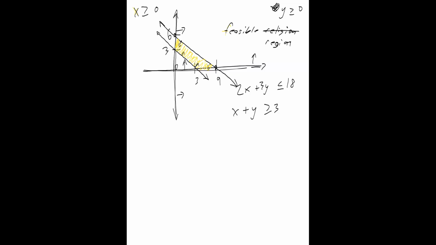So there's a feasible region, and what are the corner points of the feasible region? Well, that point right there is at 9, so the y value is 0. That point is at 3, so the y value is 0 as well. This point over here is at y equals 3, so the x value is 0. This point is at 6, so the x value is 0. So those are the 4 points. Once again, we have 4 different points, correct?